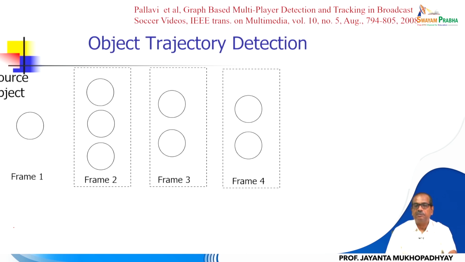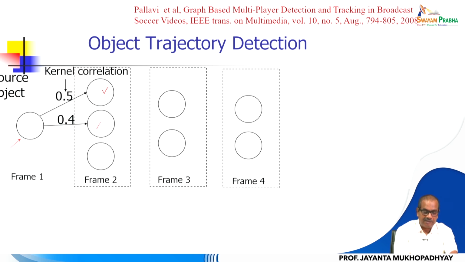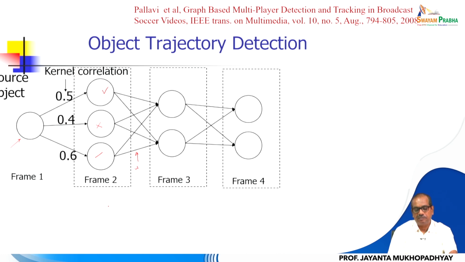Let me illustrate it a bit more pictorially. Suppose this is the source object in frame 1, and these are the candidate objects. Frame 1 has some kernel correlation with this one at 0.5, with this one 0.4, and with this one 0.6. Similarly, you form all these edges, and each one has a weight. I have not shown them, but there would be some weight W computed for each.